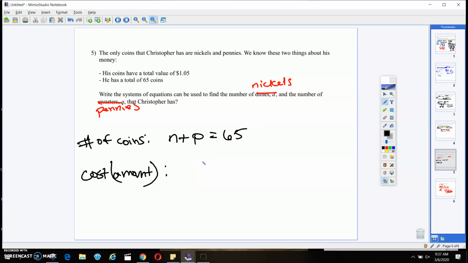And then we're going to write the cost. Okay, so here's where a lot of people make the mistake. For nickels, how much are nickels worth? 5 cents. So, how do I write 5 cents out? Please don't say 5n. 0.05n. Okay? And then for pennies, how much are pennies worth? 0.01p. Okay, 0.01p. And we're going to set that equal to $1.05.